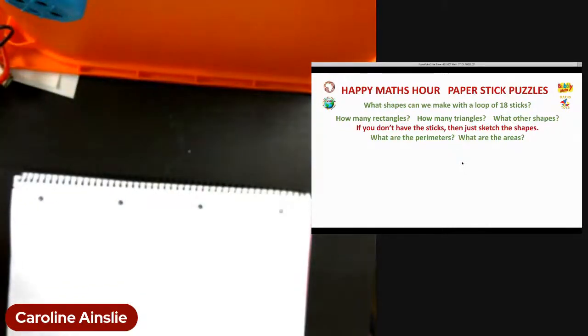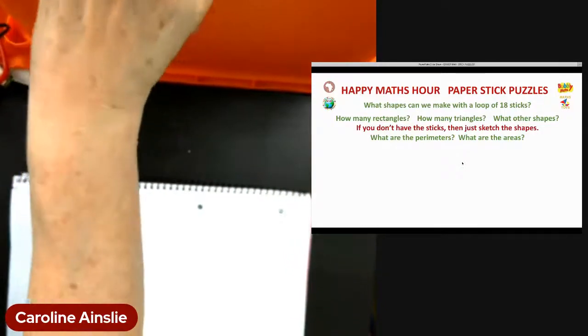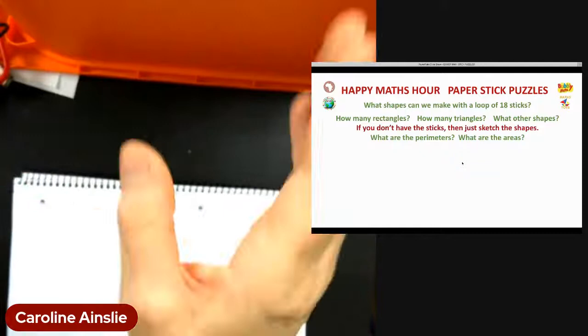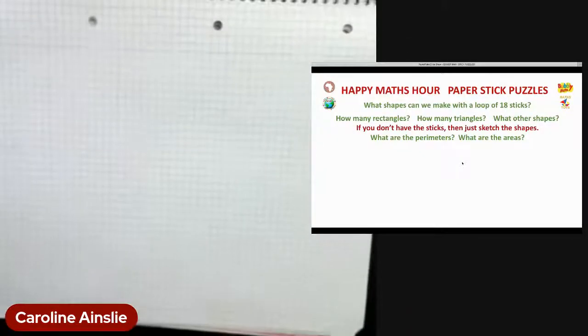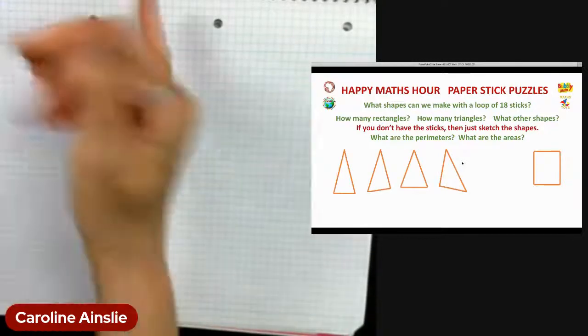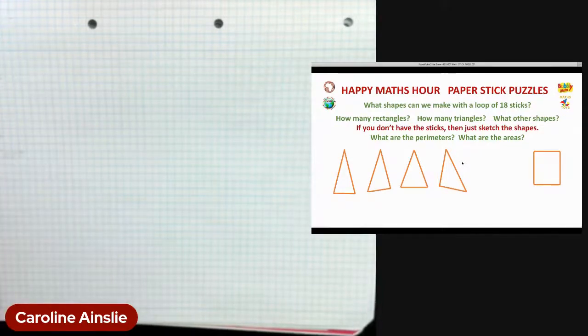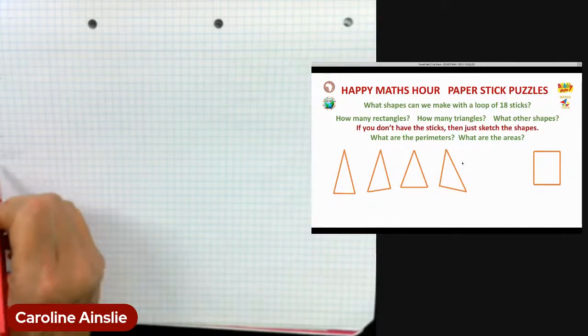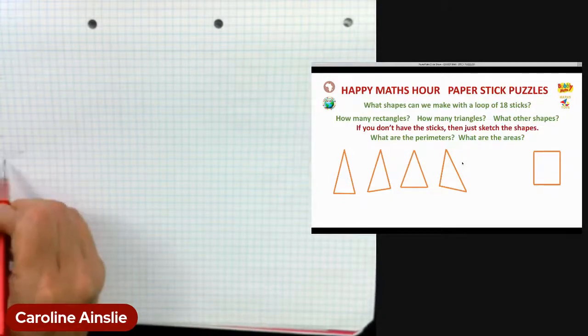And so we're asking the question about a loop of 18 sticks and what can we do with it? And you don't have to have the sticks. When we're making these shapes, we're going to ask, what are the perimeters and what are the areas? Oh, well, there are 4 different triangles. They're all different shapes, but they're all made with a loop of 18 sticks. And Caroline's doing some sketching while I'm talking.